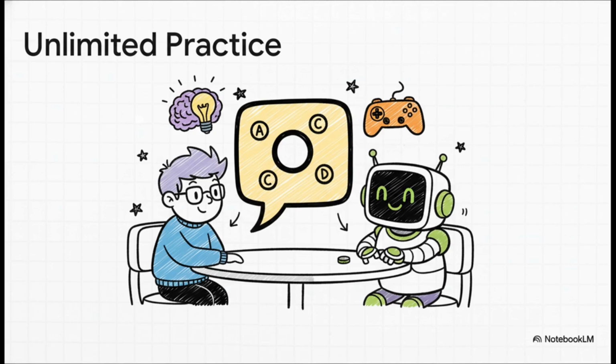You can ask it to generate 10 multiple-choice questions on atoms and molecules. You can even ask for tougher, competency-based questions to really test yourself. Or you could just tell the AI to play a quiz game with you on a chapter. It's like a study buddy on demand.